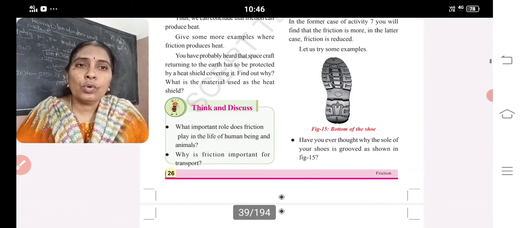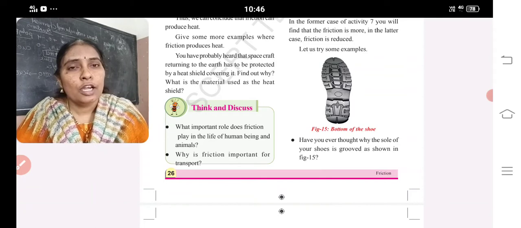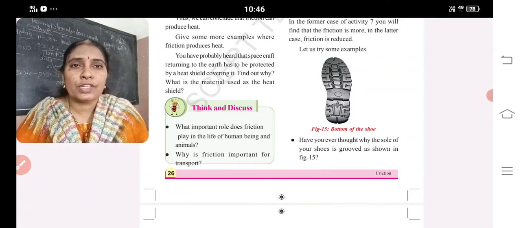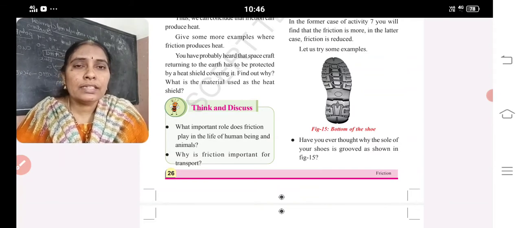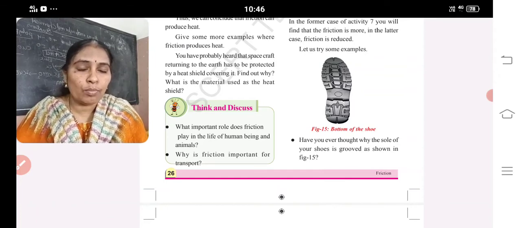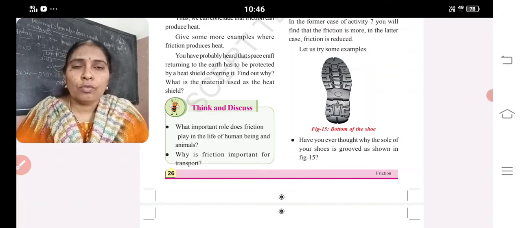What important role does friction play in the life of human beings and animals? Yes, to do our day-to-day activities, we have to use frictional force. If not, things slip from our hand due to gravitational force. So friction plays a great role in our day-to-day activities like eating, bathing, driving, walking, sleeping, inserting a nail, holding a pen, writing. All these functions are carried out due to friction.